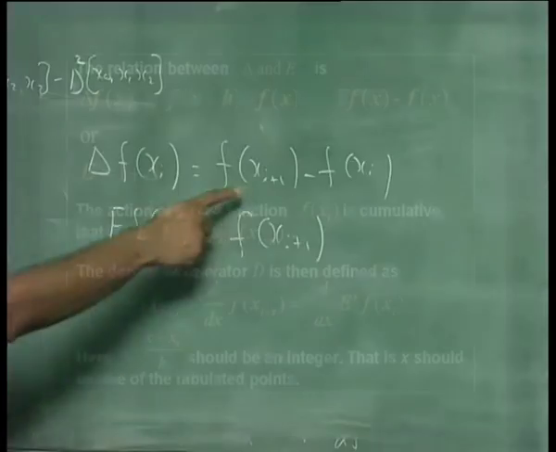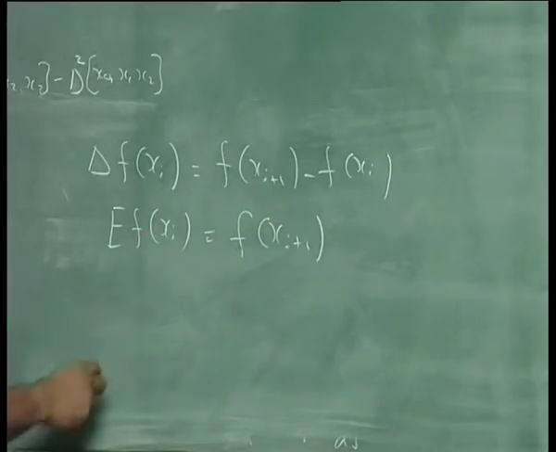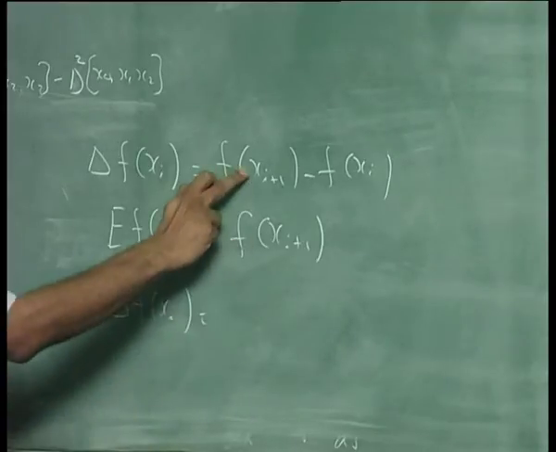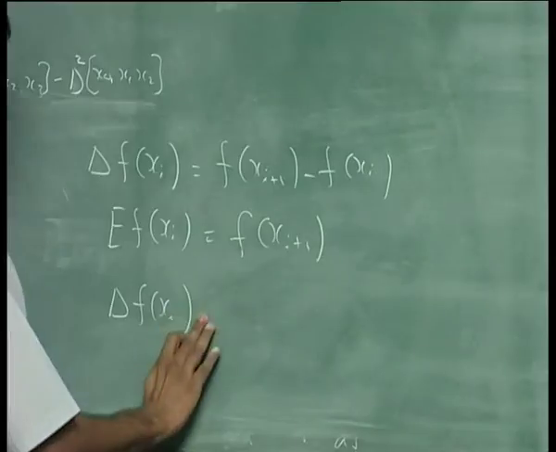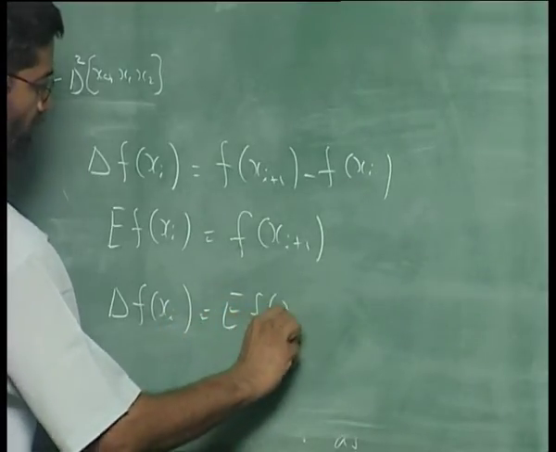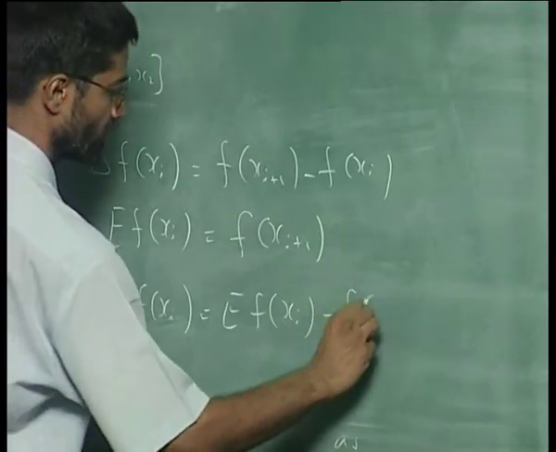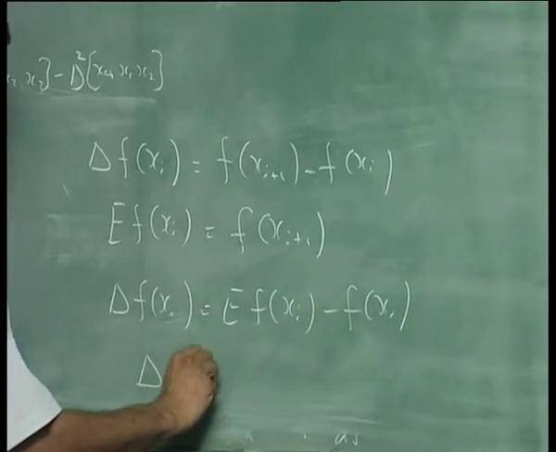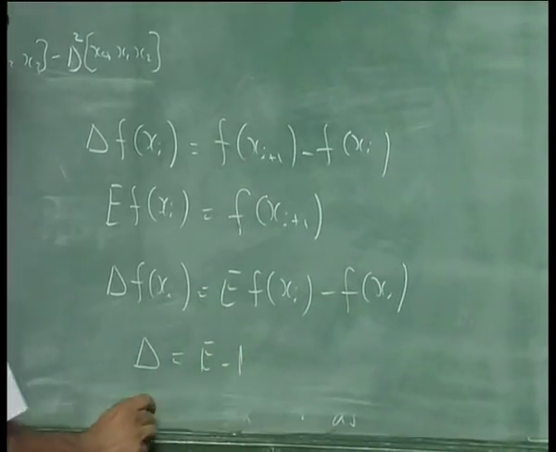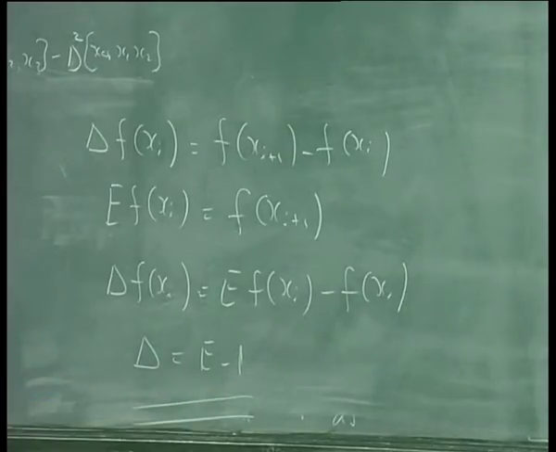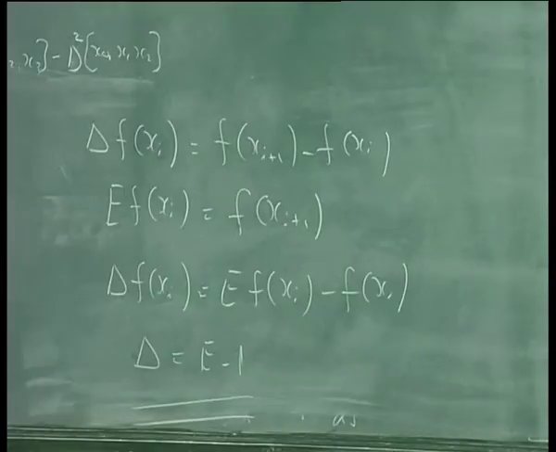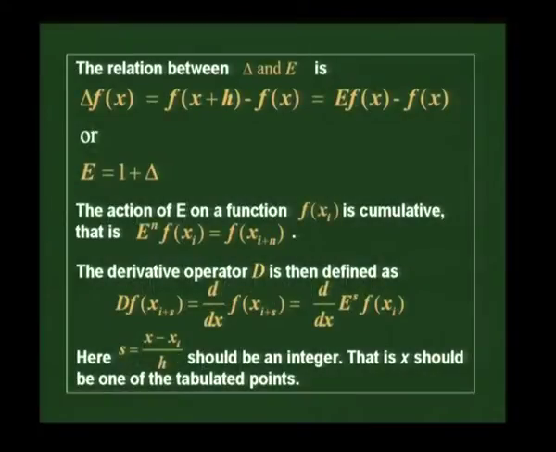So, I can substitute this here, and then I can write delta f of x_i as E times f of x_i minus f of x_i. Now we have a relation that delta is equal to E minus 1, or E equal to 1 plus delta. That is a relation which we get. So, we have a stepping operator E which is related to delta by this formula, E equal to 1 plus delta, or delta equal to E minus 1.